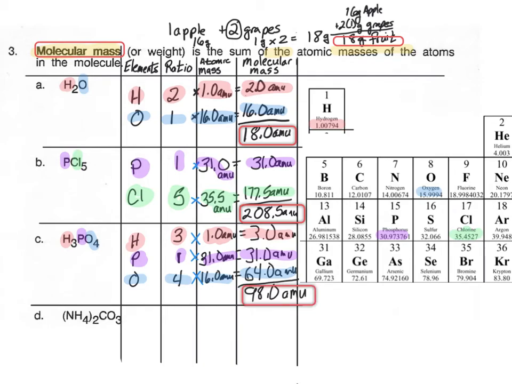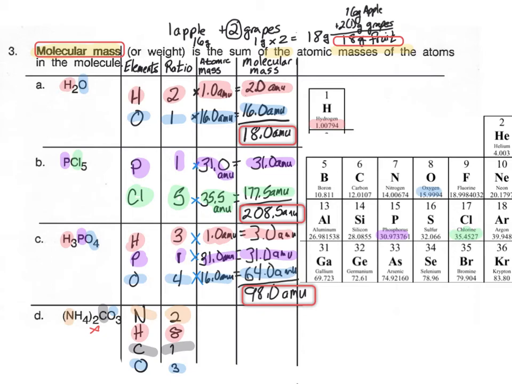And finally, let's do letter D, which has the formula (NH4)2CO3. We start by first finding out which elements are present, and here we see nitrogen, hydrogen, carbon, and oxygen. Next, we need to find out how many of each element is present. So remember that the 2 on the outside of the parentheses is a multiplier. So for nitrogen, we should see 2 nitrogens. For hydrogen, we should see 8 hydrogens. For carbon, there's 1 carbon. And for oxygen, there are 3 oxygens.